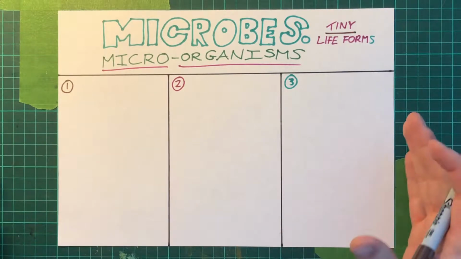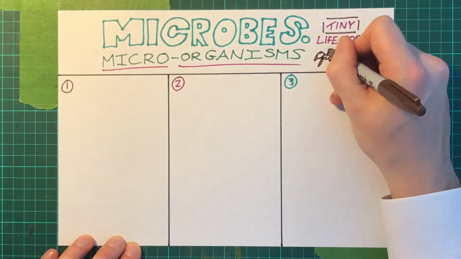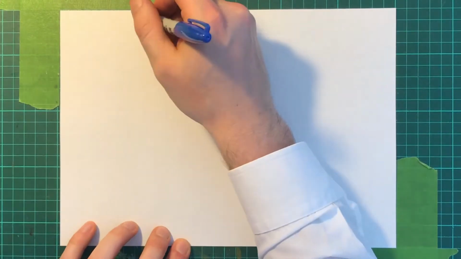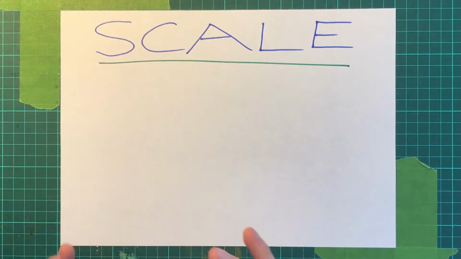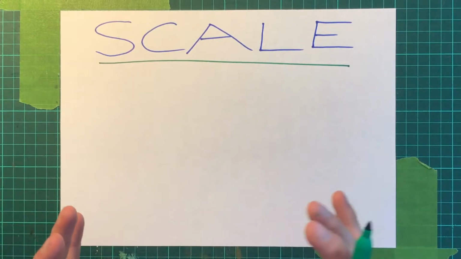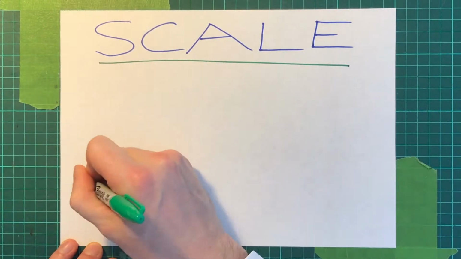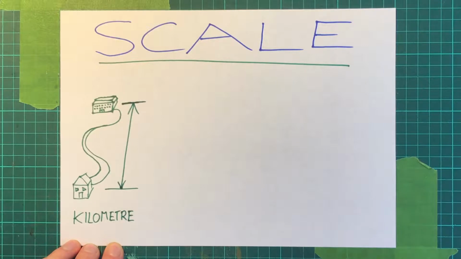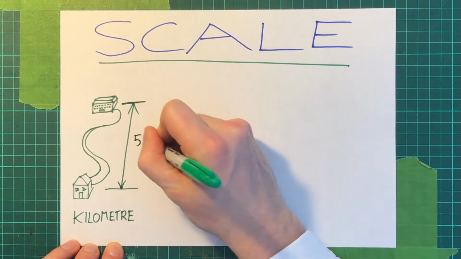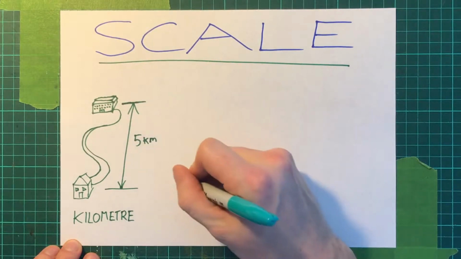But before we get into the three main types of microbes, let's just talk about how tiny microbes really are. Now in science, a sense of scale is very important. You have to know the correct measurement to use for different objects. So for example, if you were talking about the distance between your house and your school, you might describe that distance in kilometers. So it might be 5 kilometers away, and the abbreviation for kilometers is km, lowercase.